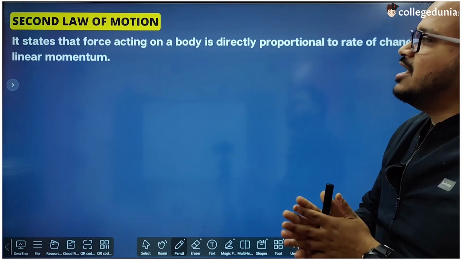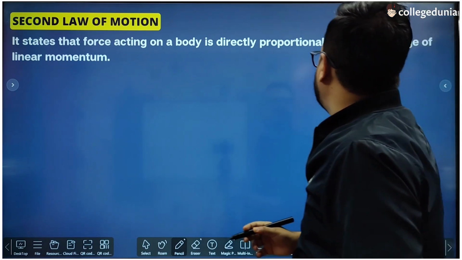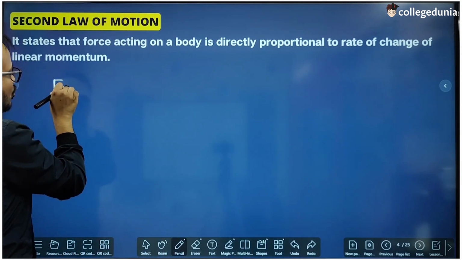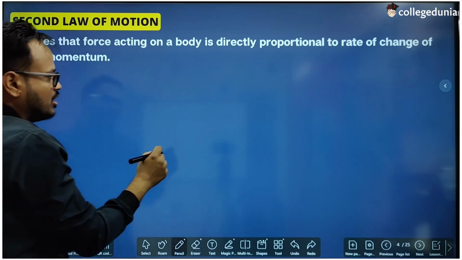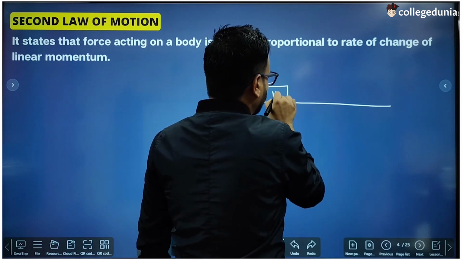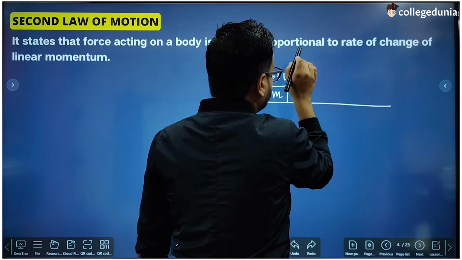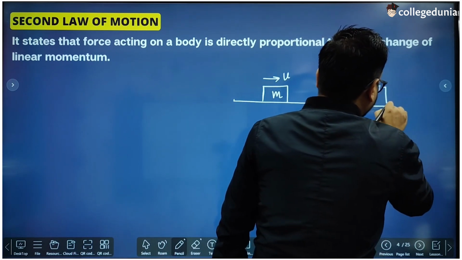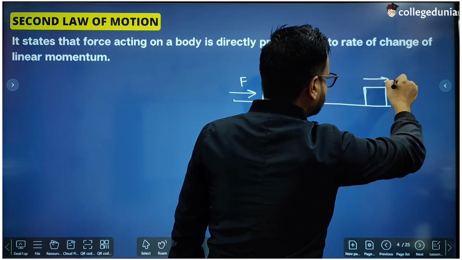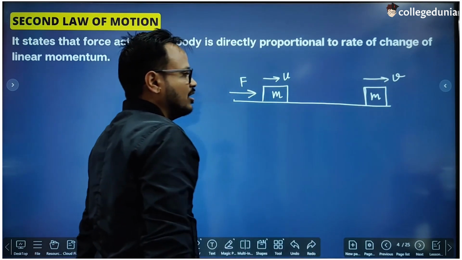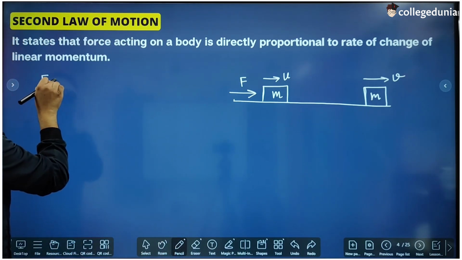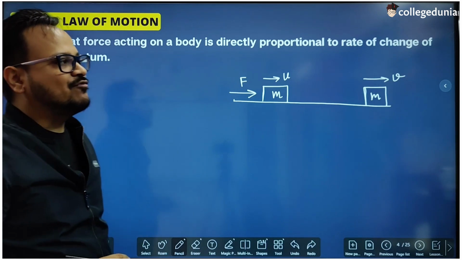Second law of motion states that force acting on a body is directly proportional to the rate of change of linear momentum. Suppose there is a body of mass m which is moving with a velocity u, and a force is applied on this body, and due to this force the velocity of the body is changed to v after some time t. Then this law says that this force acting on the body is equal to the rate of change of linear momentum.